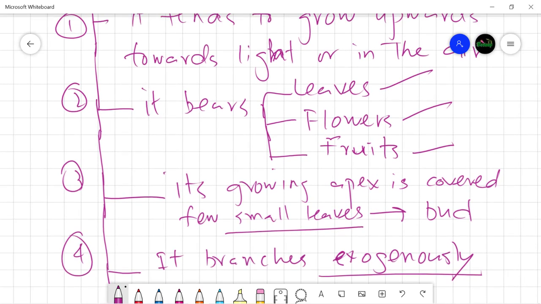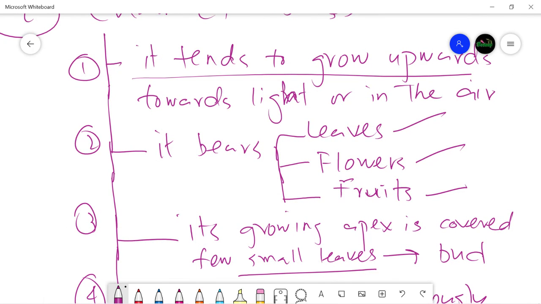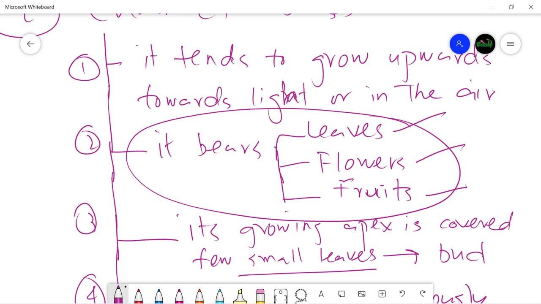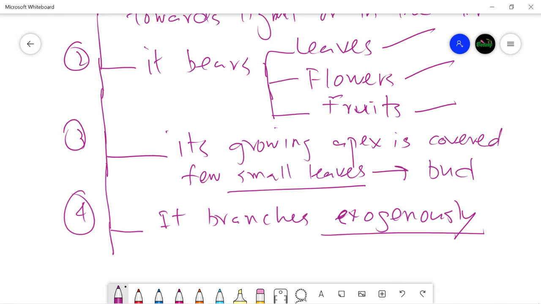So these are a few basic characteristics of the shoot, that it almost always tends to grow upwards towards light, towards the air, that it is mostly aerial, and it is supposed to bear leaves and flowers and fruits. Leaves are found almost throughout the year, except in deciduous trees and plants which lose their leaves during the autumn. And its growing apex is covered by leaves, and they are actually part of the bud. They form the bud, the apical bud. And the branches that arise from the stem, from the shoot, are mostly exogenous in nature.